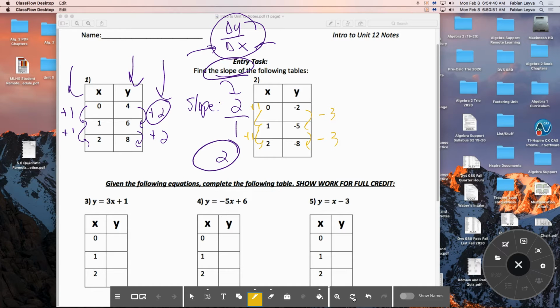Now make sure, I tried my best. I see that they're quite ugly. I try to draw my arrows there to show what direction I'm going, because it's important to know you have to go the same direction for these tables to find the slope, the change in y over change of x.